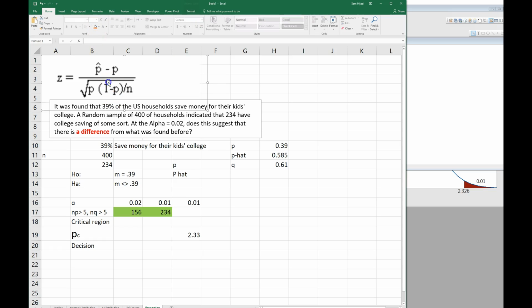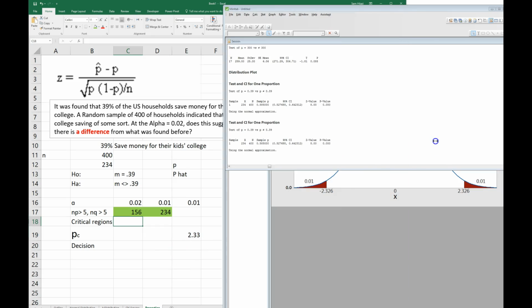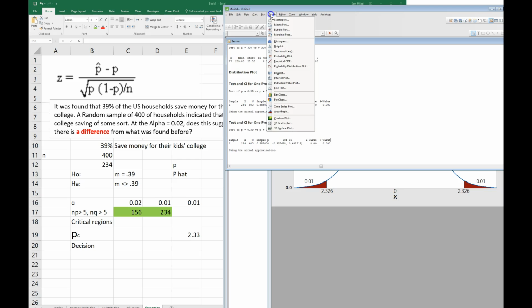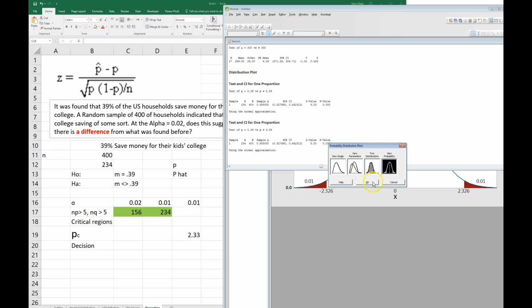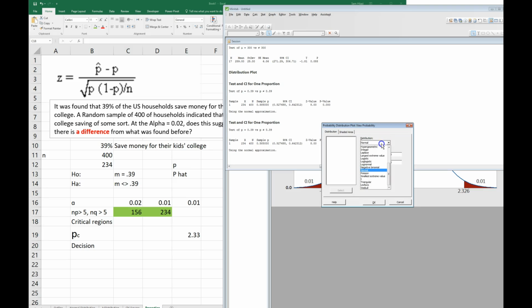So meaning we can use this formula in order to do the calculation to figure out what my critical regions are. In this case, I have to use two regions, for the critical region at 98 percent. I'm going to go ahead and use Minitab to figure that out very quickly. I'm going to go to probability distribution, view probability, and I'm going to leave it as normal. Believe it or not, that's what we're going to use. That's what the Z is, normal.